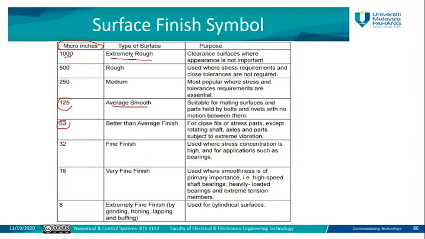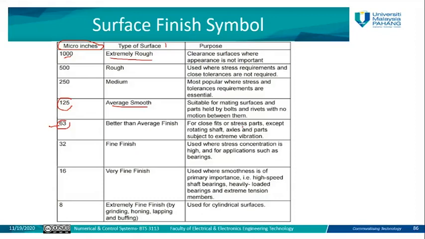Okay, so here they define the micro inches, I mean the values or the code or the number that will be used in the surface finish symbol. Here we have the definition or the type of the surface, and when we need to use this type of surface. For example, the 500 here is used where stress requirement and close tolerance are not required. This one is used for close fits, for stress parts, and so on. It depends on the object and on the material that will be used to produce this object.